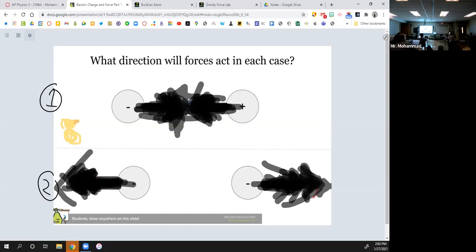Oh, hey, you're drawing a little chickadee. Nice work. Feel free to make pretty drawings on your slides at all times.